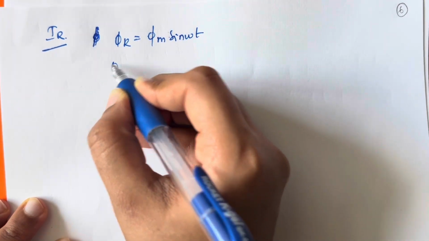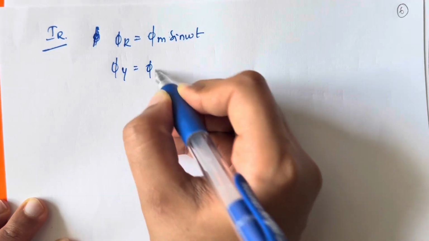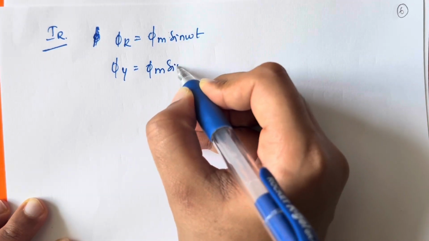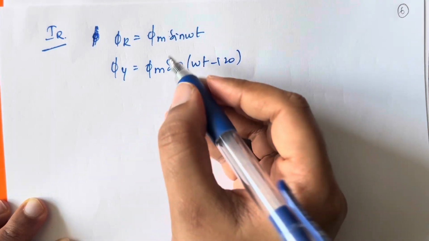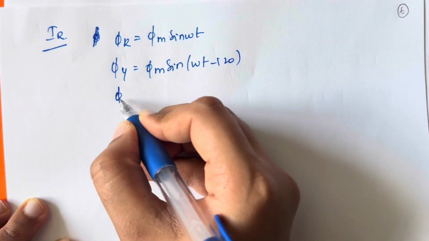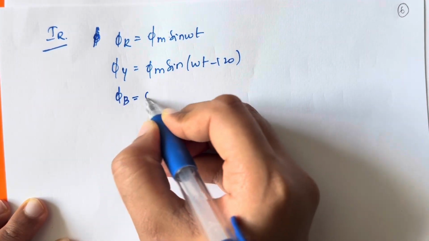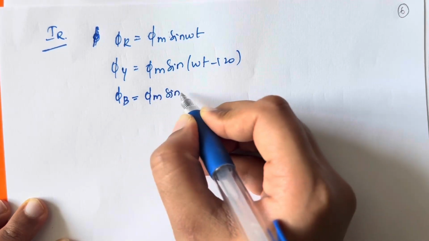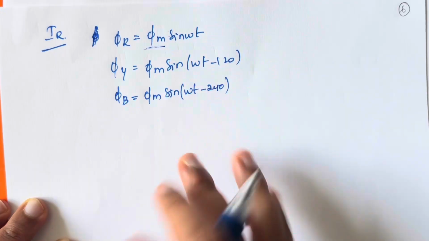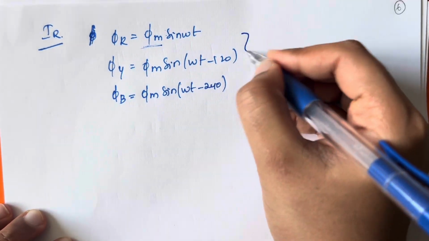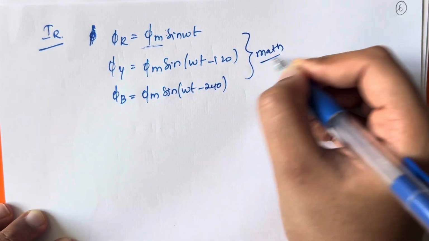So phi R will be something like phi max sine omega t. And what will be phi Y? Phi max sine (omega t minus 120), because it is 120 degrees apart from R, right? And what will be your phi B? It will be phi max sine (omega t minus how much? 240). It is 240 apart from this, right? So these three are your mathematical equations for the flux.